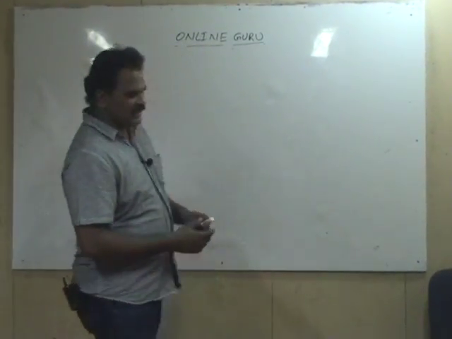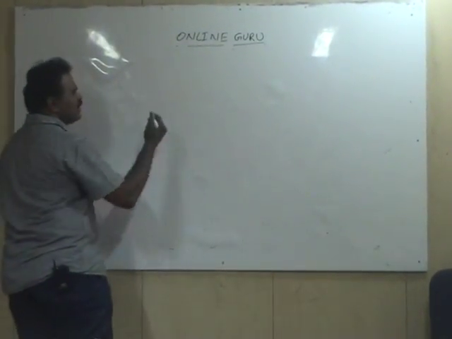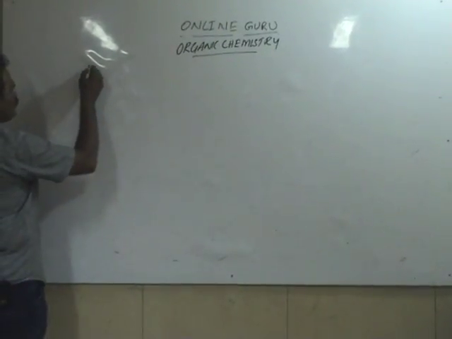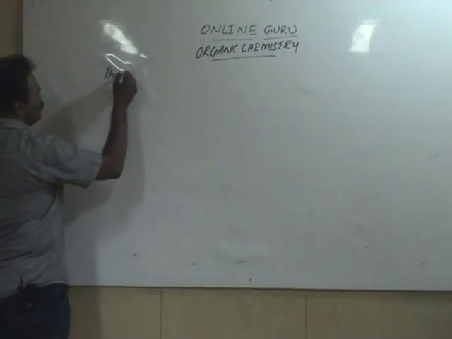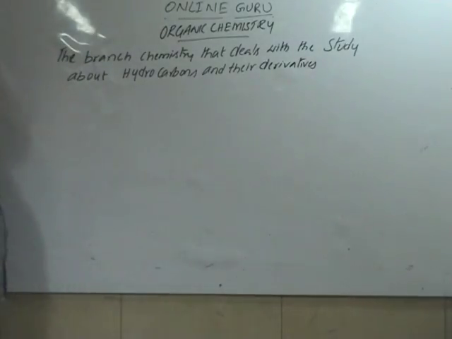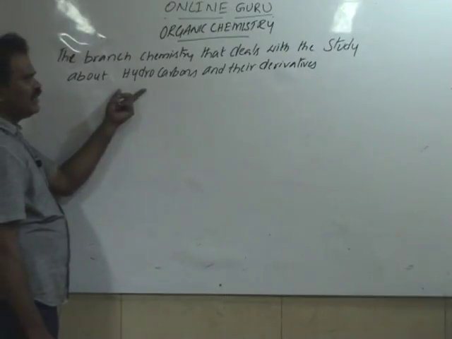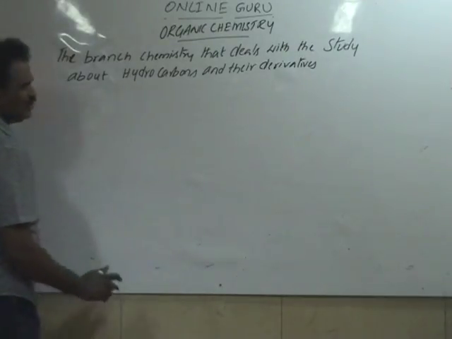Now we are going to discuss the fundamentals in organic chemistry. So what is meant by organic chemistry? The branch of chemistry that deals with the study of hydrocarbons and their derivatives is called organic chemistry.